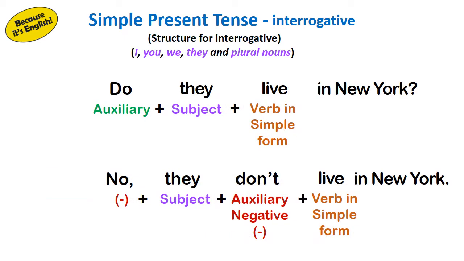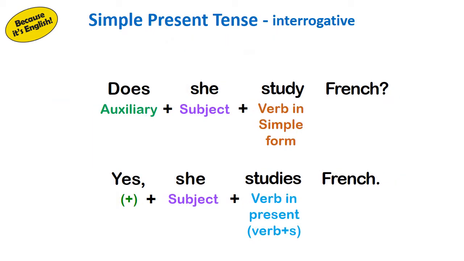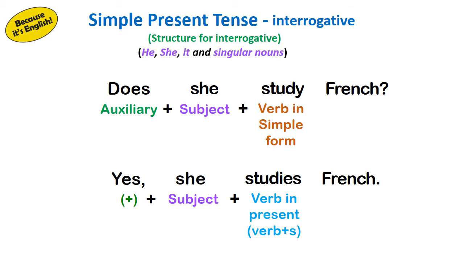Let's continue with the structure for interrogative. Now for a negative answer. But first, of course, we need a question. So in questions, we have an auxiliary, a subject, and then the verb in simple form. And in the negative answer, first we have no, then the subject, then auxiliary negative, and the verb in simple form.